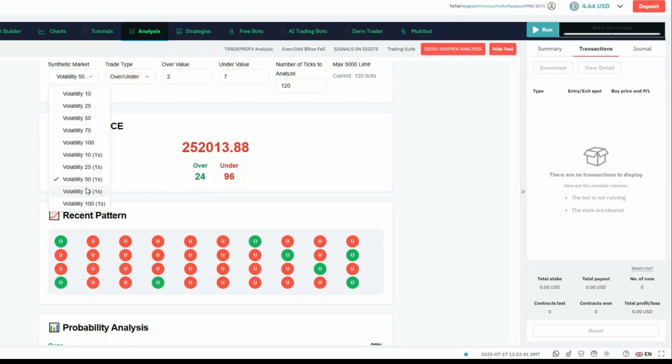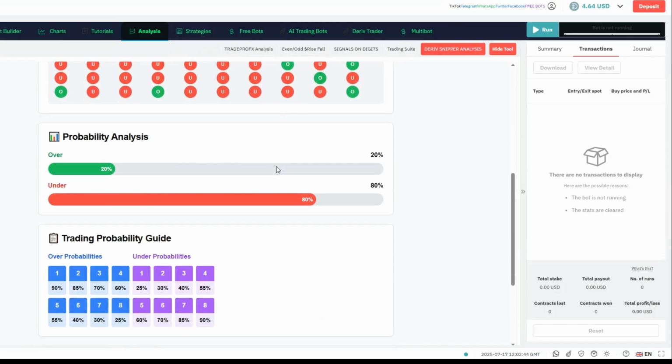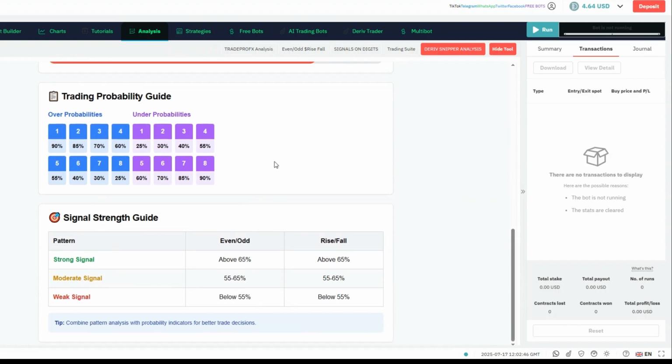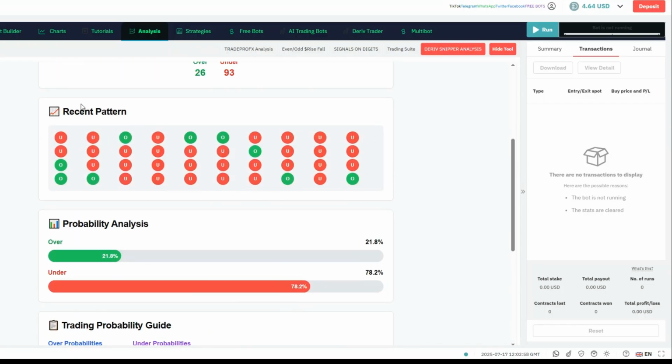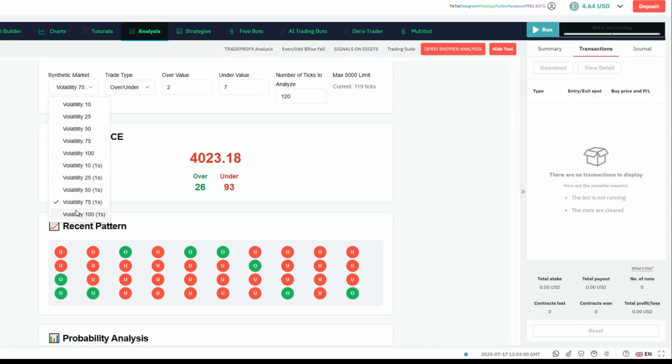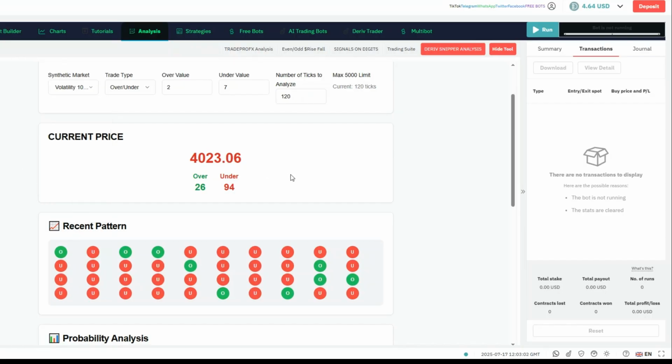So again, we go to volatility 75 index, and that's how you observe the market carefully. Just follow what it says, and then you can see the signal strength guide. This is for the even odd, just follow as the percentages are. Then for the rise and fall, follow as the percentages are. And then look for the best entry point. So this is volatility 100.